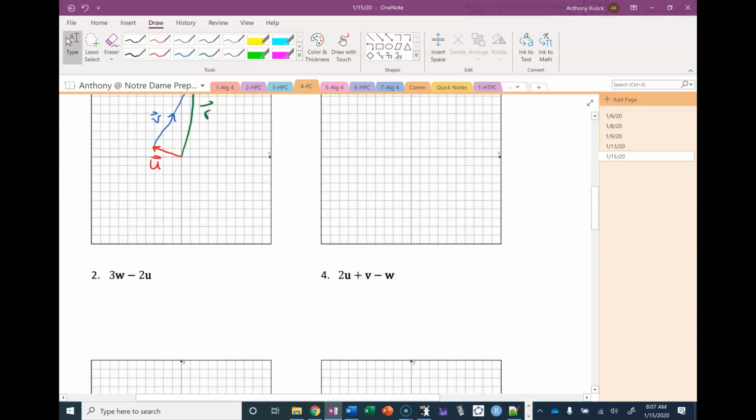And I would do the same thing for a subtraction problem, like one of these. I just think about it as plus the negative vector when I'm drawing my picture anyways. That makes the most sense, I think.